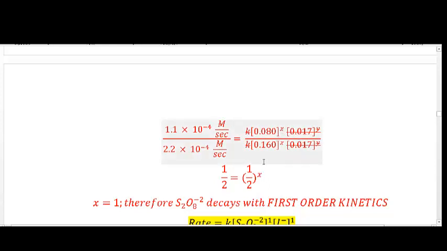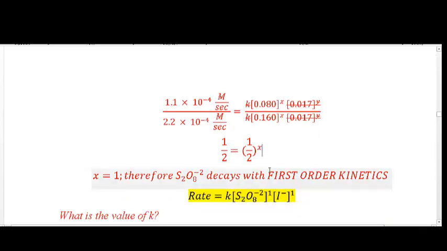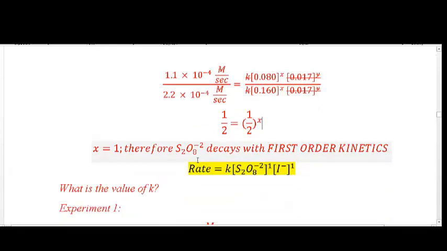0.06 divided by 0.16 is 1/2 to the power of x. You group it all under that exponent, and I get 1. So the tetrathionate decays with first order kinetics, so it's also 1. So the rate law is going to be rate equals k times the concentration of S2O8 2- to the power of 1 times the concentration of I- to the power of 1.